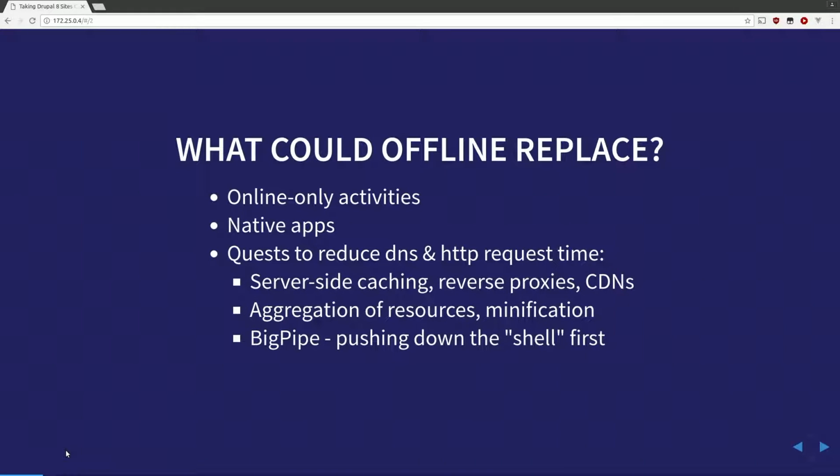There are ways that we've been getting around this, and that's largely been either making everything online only or doing a native app, which means that we're developing multiple things for our clients. And then, as I said, with distance, you start to get more latency, and it adds up. So we've got server-side caching and reverse proxies and CDNs and aggregating our resources and all of these things.